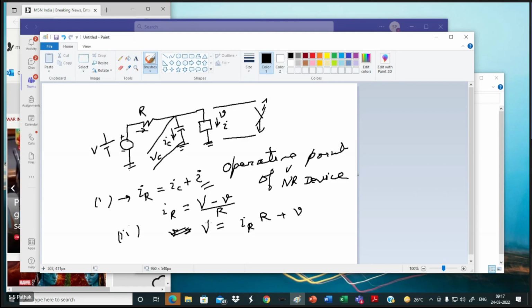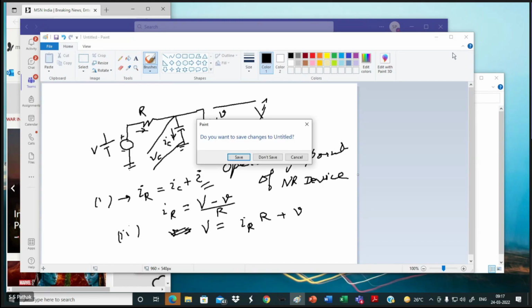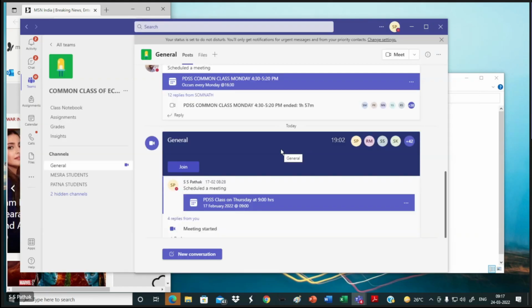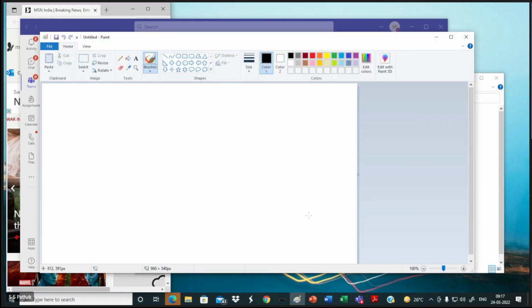Okay? Excuse me, yes sir, your screen is lagging. My speech is not clear, you mean? No, sir, the screen is lagging. Lagging means what? Okay, I'll put it once again. You can see the screen now. Is the screen visible now? Fine. Yes, sir. Okay, it's fine.